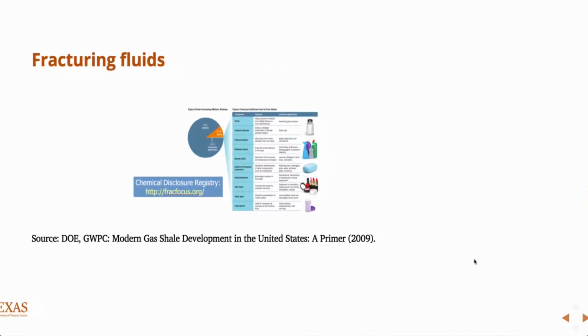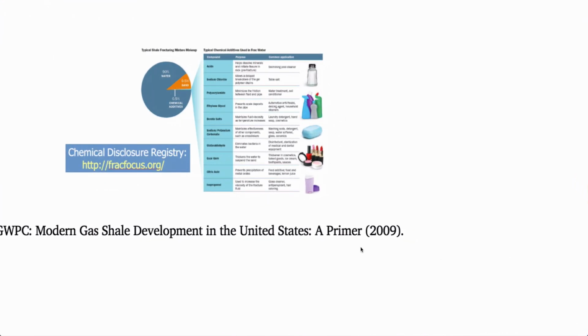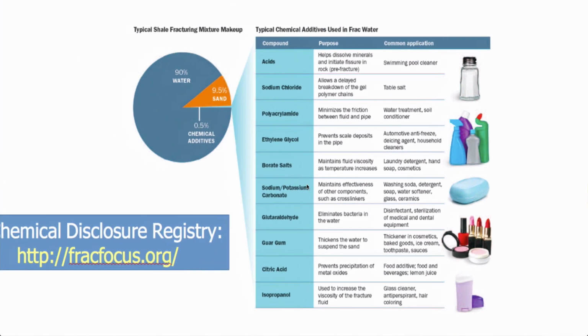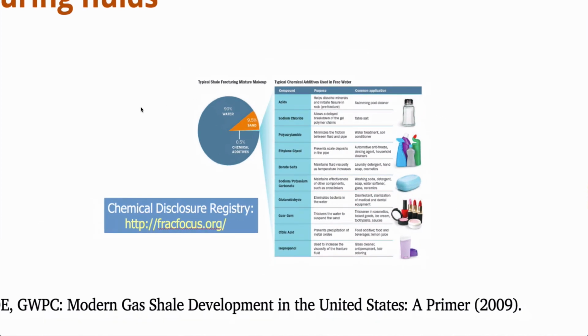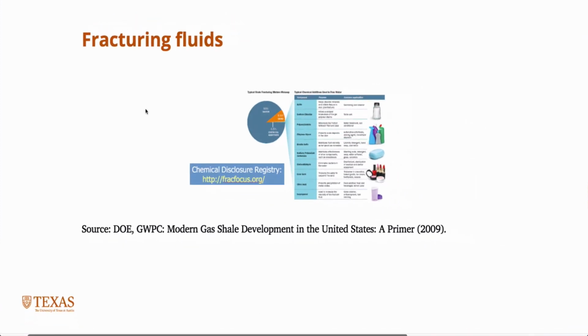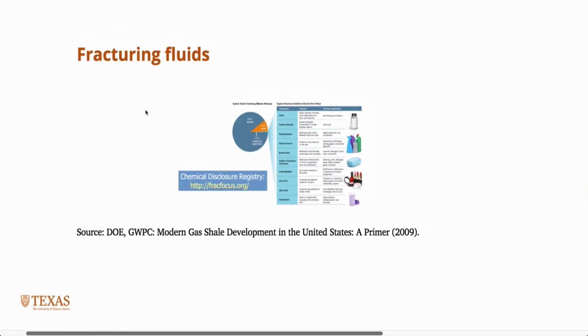The first thing is, you can go to fracfocus.org and look at the composition of what's in most frac water, right? It's 90% water, 9.5% sand, and about 0.5% chemical additives. And most of these chemicals are things that you'd find in your house, like in your toothpaste and other things. I think there was a forum a few years ago where, I forget who it was, someone, to prove a point, actually drank a cup of frac fluid to show that it's not harmful.